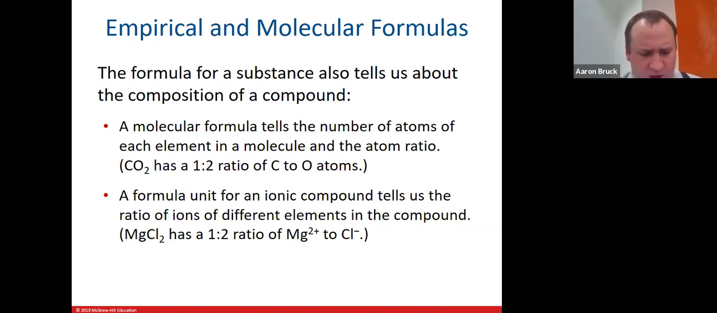Now in compounds, especially ionic compounds, the word molecule doesn't get thrown out nearly as much because it's not really an accurate representation of what that ionic compound looks like. And so formula unit tends to be used more often, but the principle is the same. A formula unit tells us the ratio of one element or one ion to another in a compound. So for example, magnesium chloride exists with a 1:2 ratio of magnesium ions to chloride ions in that substance.